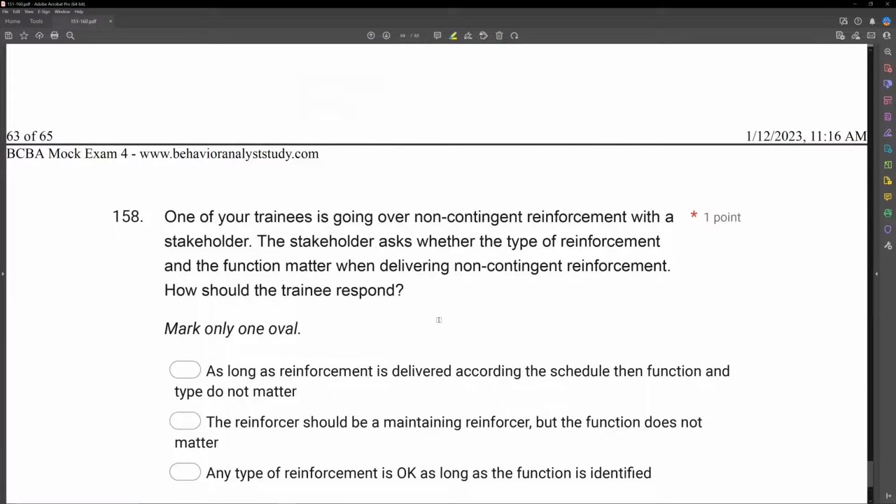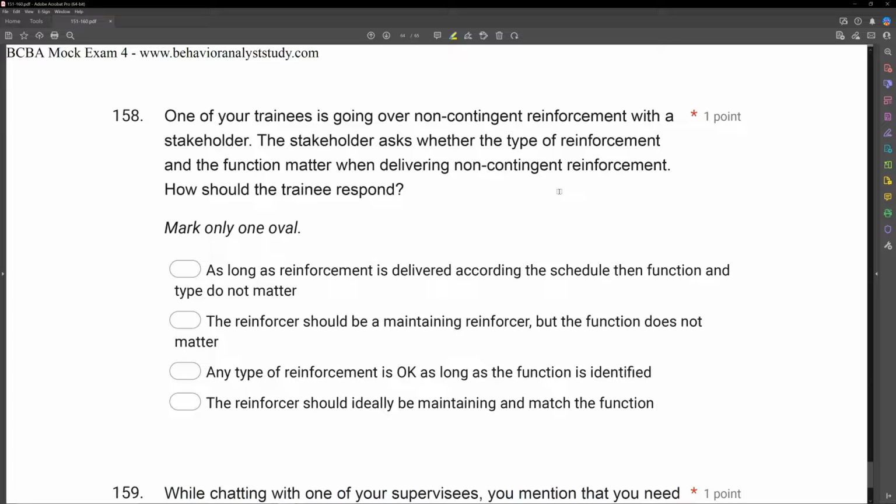158. One of your trainees is going over non-contingent reinforcement with a stakeholder. The stakeholder asks whether the type of reinforcement and the function matter when delivering non-contingent reinforcement. How should the trainee respond? As a behavior analyst, you may have to supervise trainees, you may supervise technicians, and it's going to be your job to train and provide feedback. So you've got to get comfortable doing these type of things.